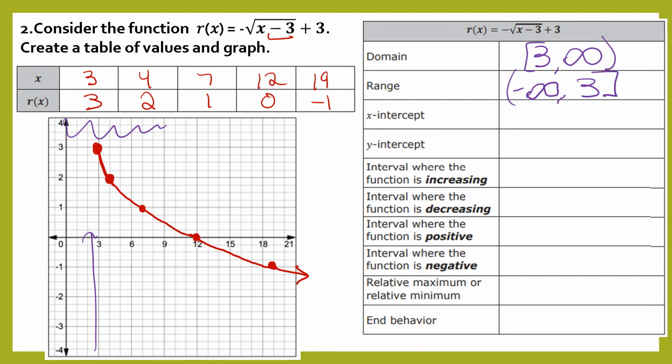All right, so x-intercept, that's where y is 0. Y-intercept, that's where x is 0. Both of these, we don't have to actually solve. X-intercept, they give it to us. It's in the table. It's on the graph. What is it? It's (12, 0).